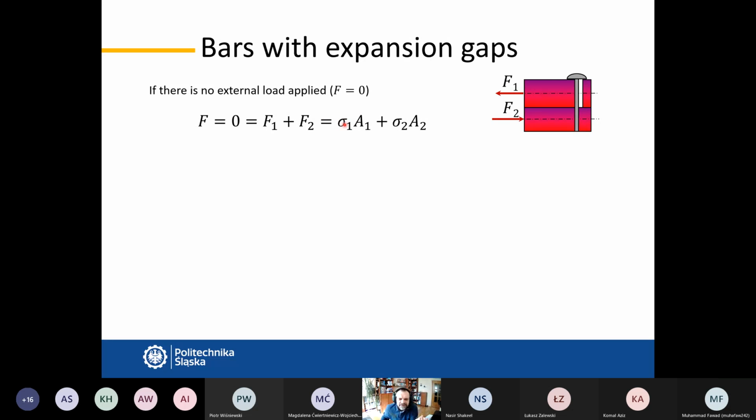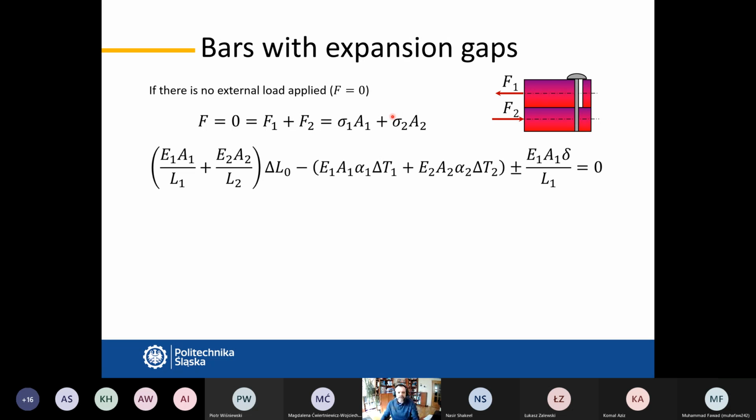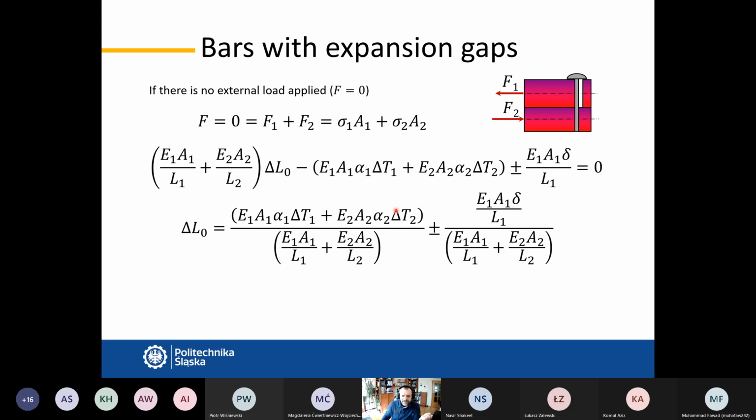Force can be represented as stress in a body times its cross-sectional area. So this is the resultant force in the section. The same for the second one. And using this information from previous slides, we can find out the total elongation of the system, which of course depends again on such factors.